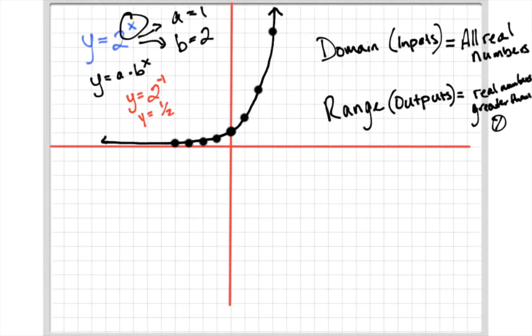So my domain is any real number. My range is all real numbers greater than 0. We can see that from the graph. This graph will continue going left and right in both directions forever. But up and down, it stops going down. It continues to go down, but it never goes through 0 into the negative numbers. So that's what limits our range.